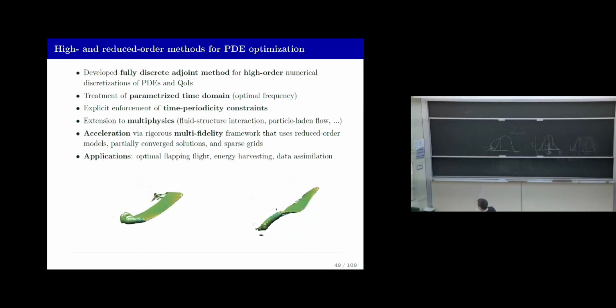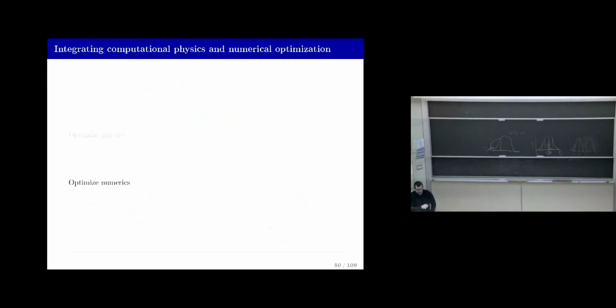We talked about acceleration of these optimization methods using this rigorous multi-fidelity framework that can use reduced order models. It can use partially converged solutions. I didn't even talk about that. And it can also use sparse grids if you're talking about stochastics. And then I talked about a number of different applications. So that's the first part of this talk.